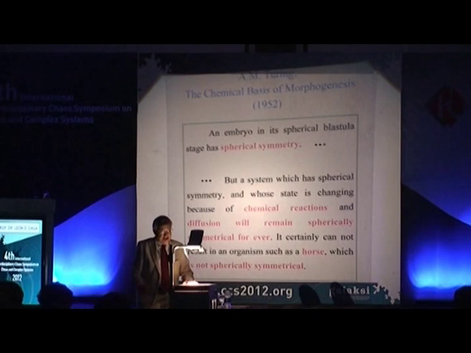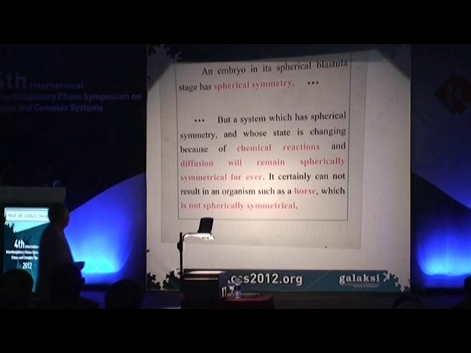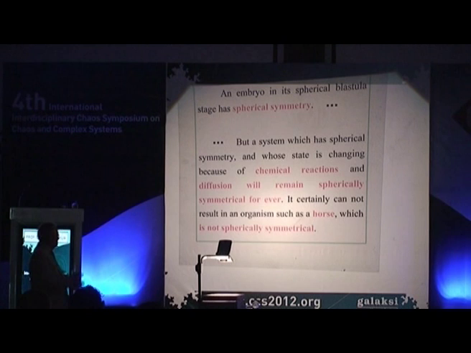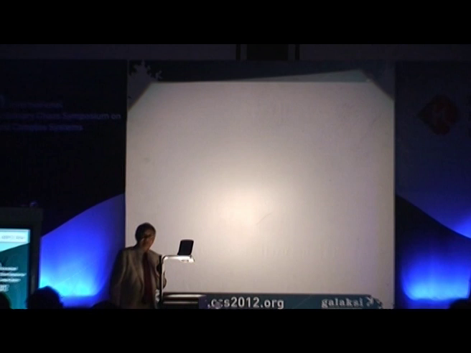And I just quote here: an embryo in its spherical blastula stage has spherical symmetry, but a system which has spherical symmetry and whose state is changing because of chemical reaction and diffusion will remain spherically symmetrical forever. It certainly cannot result in an organism such as a horse, which is not spherically symmetrical. And so Turing raised an important question: how can this happen?